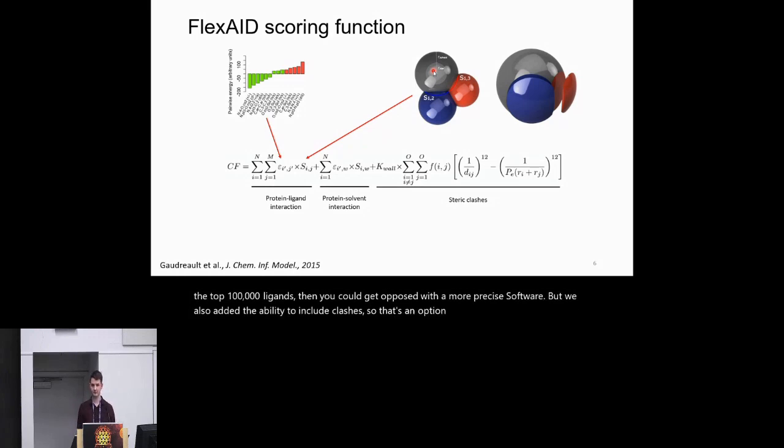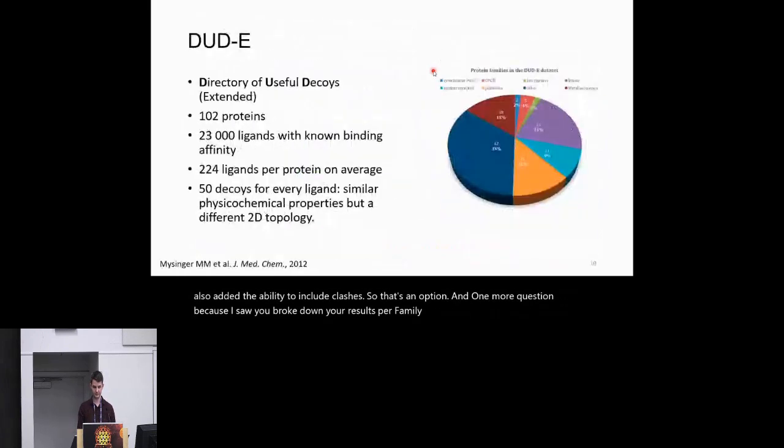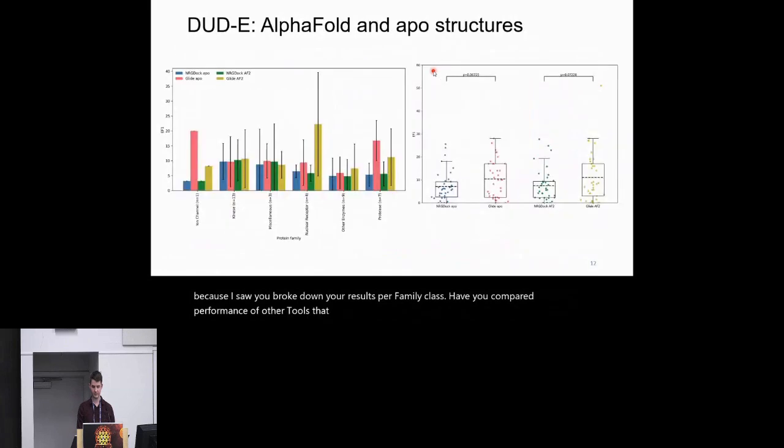One more question, because I saw you broke down your results per family class. Have you compared performance of other tools that are dedicated, let's say, to predict GPCR inhibitors, kinase inhibitors that are not docking tools, or they're ligand-based, for instance? Yeah, I haven't looked at that yet. I haven't looked at tools per class, but that's an interesting idea.